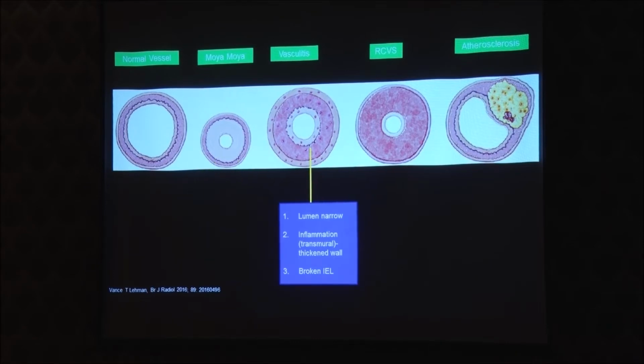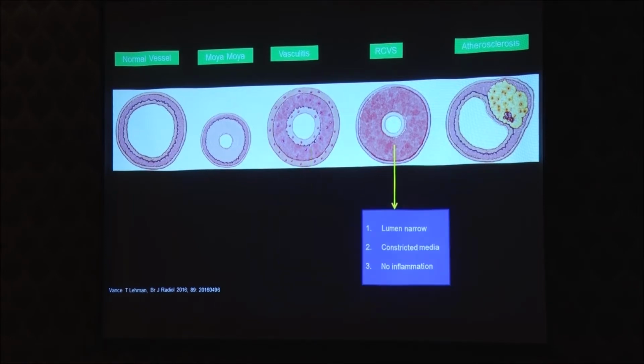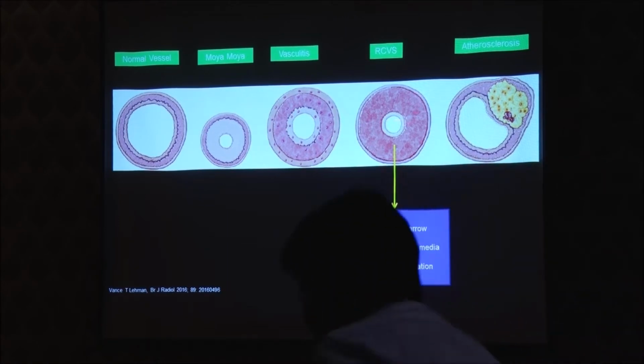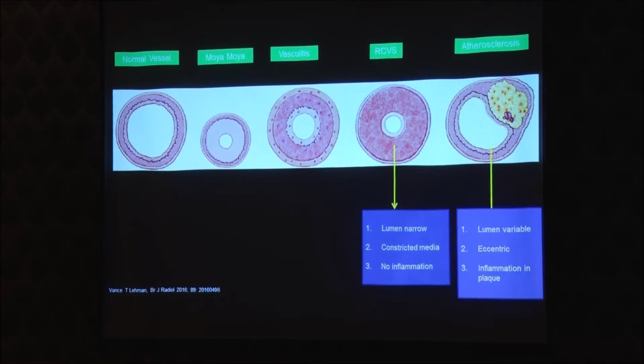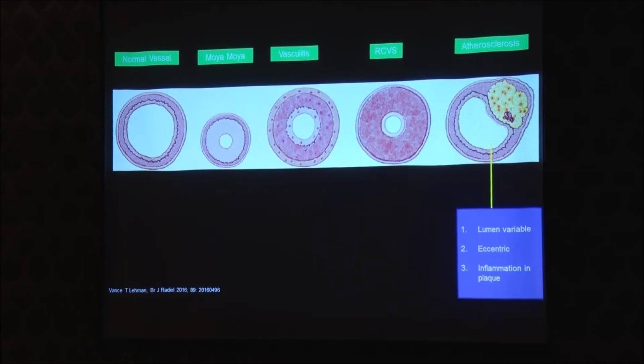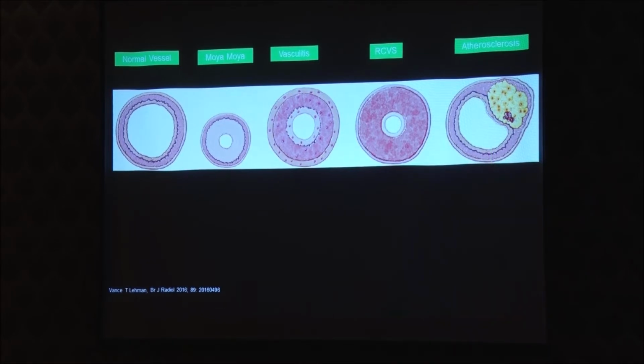When you look at vasculitis, there is thickening of the wall, the lumen narrows down, and there is transmural inflammation, and the internal elastic lamina breaks down. In RCVS, the lumen narrows down. The main feature here is the media thickens. The actin and myosin filaments overlap. There is a 5-fold increase in the medial thickness. And there is no inflammation in RCVS. In atherosclerosis, the lumen is variable, the thickening is eccentric, and you will notice some inflammation in the plaque.